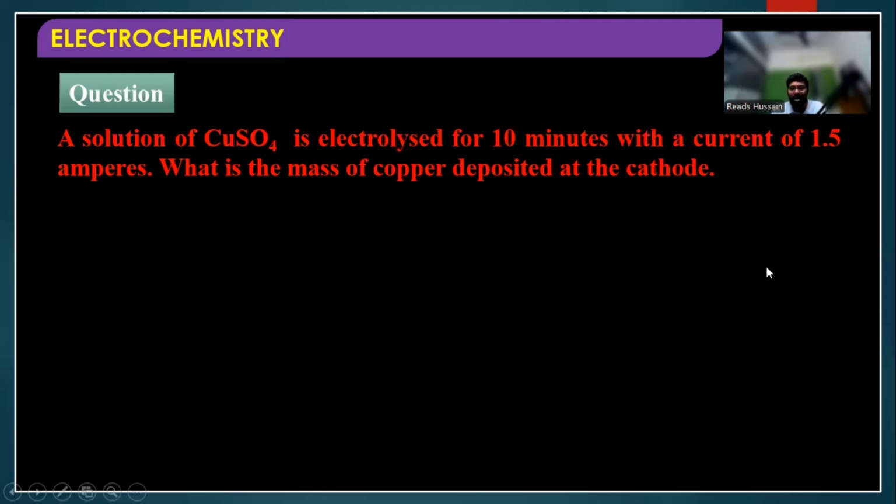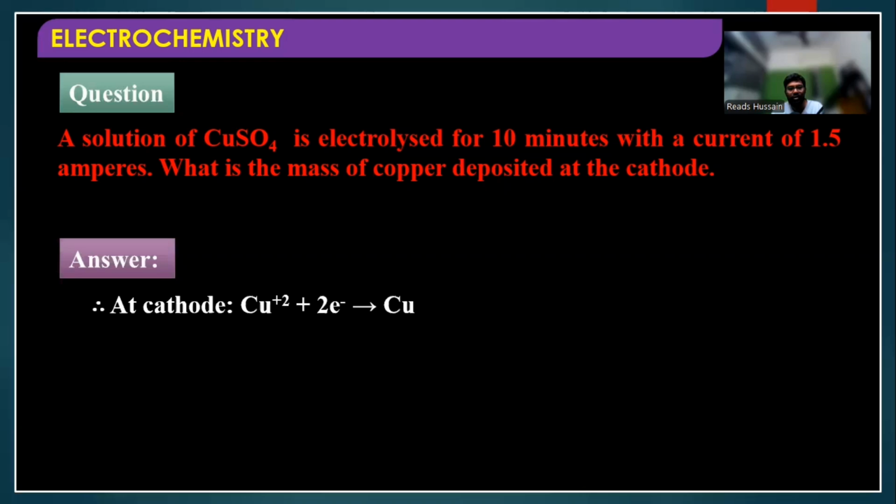What we have to find is the mass of copper deposited at the cathode, right? So let's go through the solution. At the cathode, copper will be deposited. Generally copper will be in the form of Cu2+. Cu2+ plus 2 electrons gives Cu. This is its reduced form, reduction. So Cu2+ requires 2 moles of electrons, isn't it? That means the valency of copper is 2.